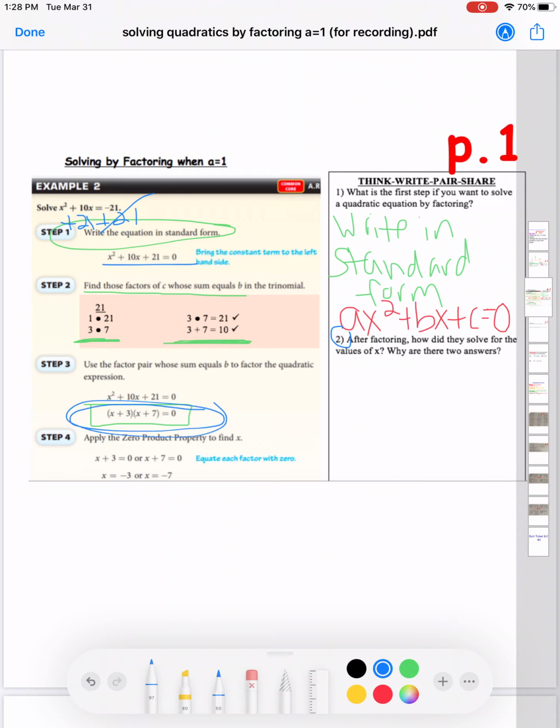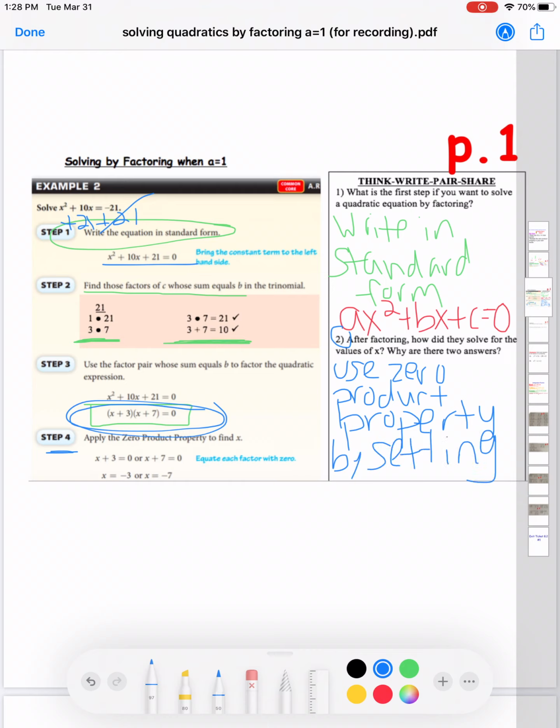And if you notice, that's exactly what happens in step 4, which is to use what we mentioned in our do now, the zero product property. So what the zero product property tells us is that we should be setting everything equal to 0. So I'm going to say setting both factors equal to 0 and solve for x.